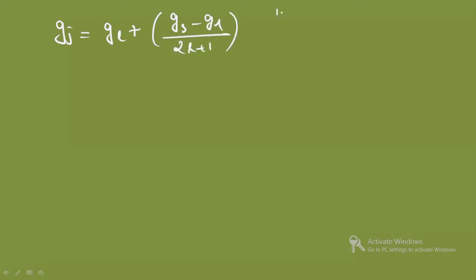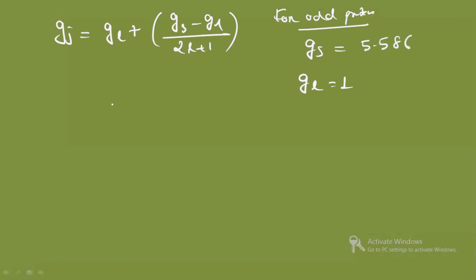Now we will write it once again. Gj is equals to Gl plus Gs minus Gl by 2L plus 1. Now we will see the values for odd proton. All right, for odd proton, we will see the values of Gs and Gl. So Gl, how much was it? 1. Gs is 5.586. All right.